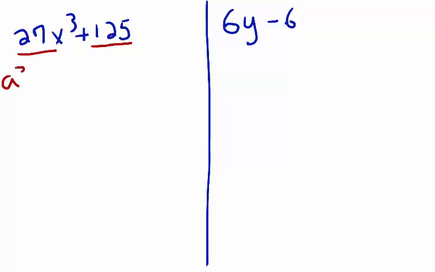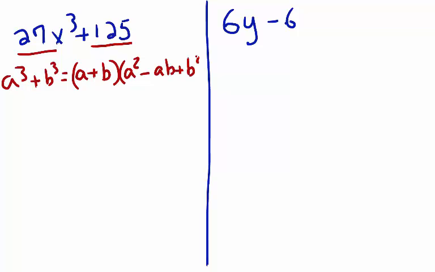That formula is a cubed plus b cubed equals a plus b times a squared minus ab plus b squared. In order to factor this expression, we just need to find the values and plug them into the formula. So let's do that.